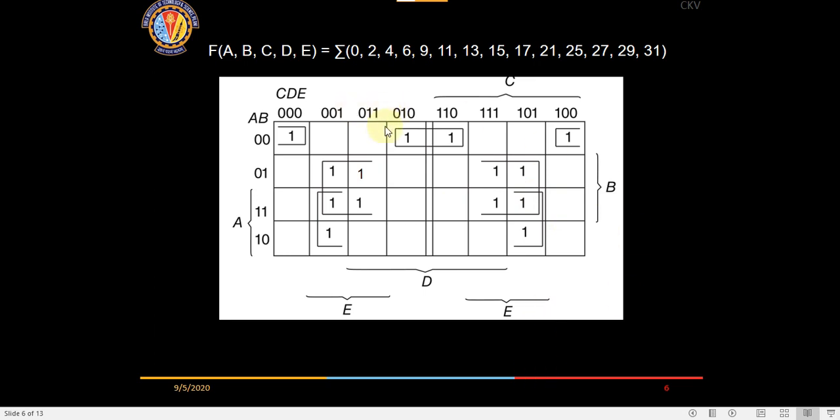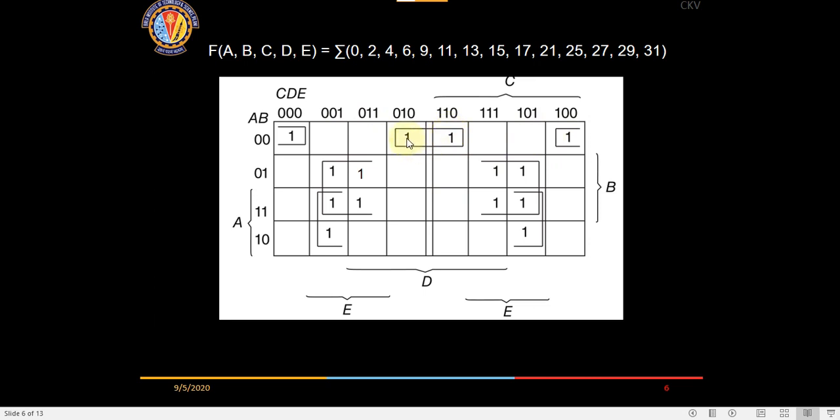See, okay, so these are the ones which have been done, right? So this 1 can be clubbed, right? These corner 1s can be clubbed. These 4 ones and these 4 ones can be clubbed. And these 4 ones can be clubbed, right? Then you can write the expressions accordingly.